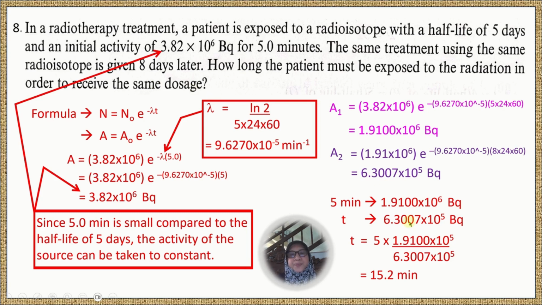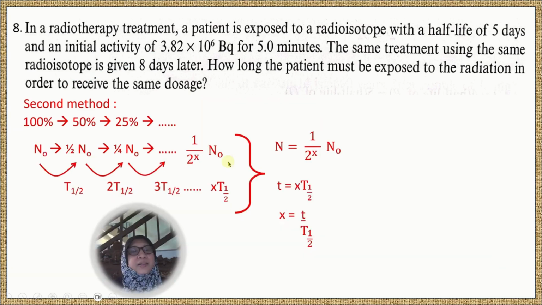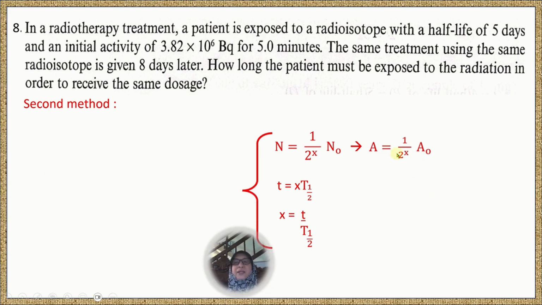Okay, we can use another method. So we can use the formula here, N equals 1 over 2 to the power of x times N naught, and x equals t over half-life. Okay, using this half-life pattern. So now using this formula, A equals 1 over 2 to the power of x times N naught. So you substitute x is T over half-life.